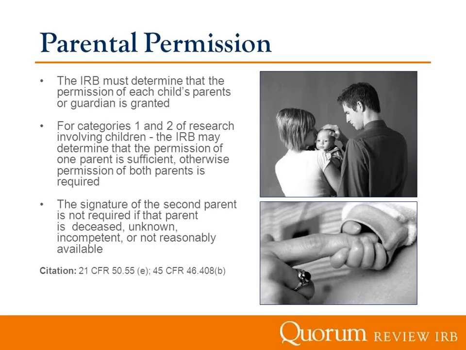And as I mentioned, for both parents, the signature is required except where the second parent might be deceased, unknown, incompetent, or not reasonably available. Reasonably available is not further defined, and IRBs may have different definitions of this that they've developed. We at Quorum tend to consider that to be someone who maybe is incarcerated and unavailable, perhaps active military duty and not reachable for a period of time. So if there are questions about whether the second signature is needed, if that's been required by the board, certainly I would contact the IRB and see what you think, but definitely document the rationale for not having that second parent signature if you are not able to obtain it at the time of consent.